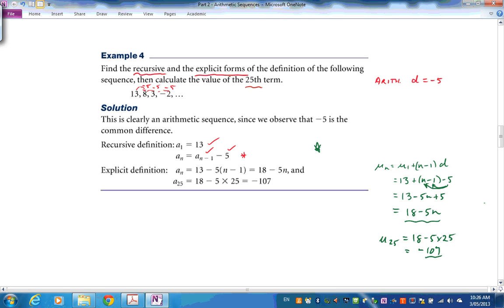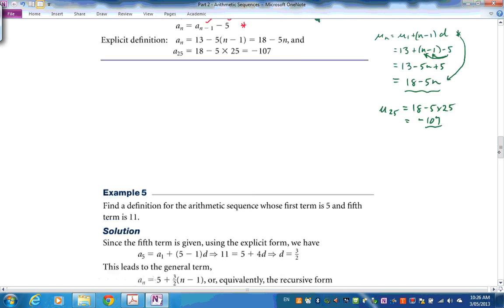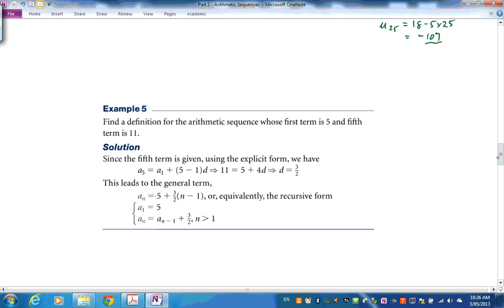So the new thing here is the idea that you can use this formula, or you can simplify it to this by multiplying that bracket out. So that's interesting. Let's go down and have a look at another example.